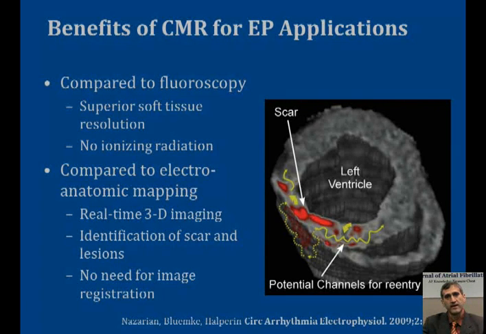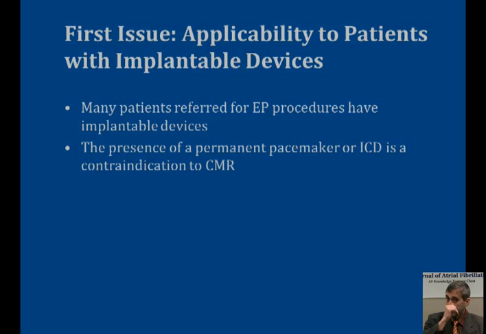The first issue that we have to tackle if we want to make MRI usable for the EP laboratory is its applicability to patients with implantable devices, since a great majority of our patients currently have devices when they present for catheter ablation. As you know, the presence of permanent pacemakers and defibrillators is a contraindication to performing magnetic resonance imaging.